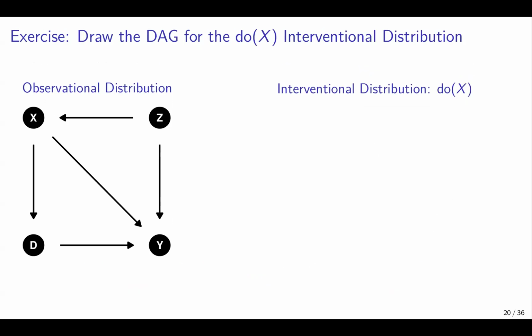But before we do that, I would like you to now draw the DAG for the do X interventional distribution. A moment ago, we drew the DAG for the do D interventional distribution, but there's nothing special about D. These are just labels. You could do exactly the same thing for X, and I would like you to give that a try now.